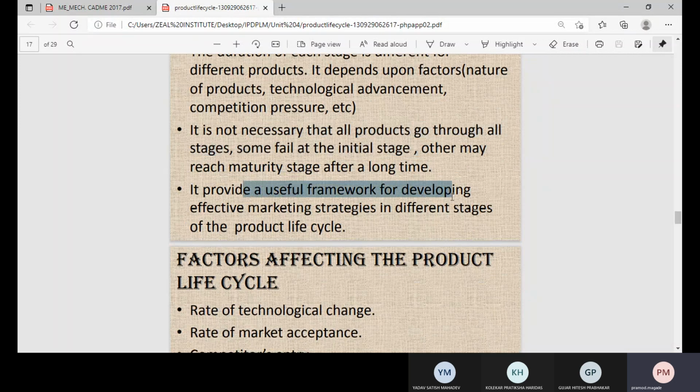It provides a useful framework for developing the effective marketing strategy in a different stages of product cycle.